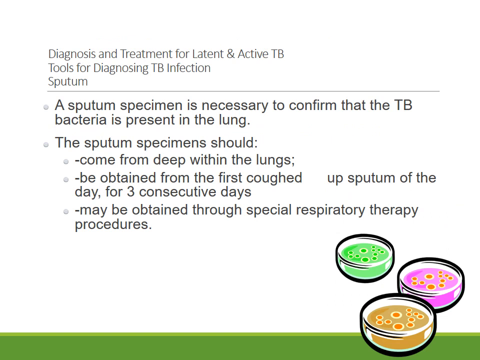Now we will discuss sputum cultures and cytology. The sputum specimen is necessary to confirm that the TB bacteria is present in the lung. The sputum specimens should come from deep within the lungs, and should be obtained from the first coughed up sputum of the day, for 3 consecutive days. They may be obtained through special respiratory procedures.